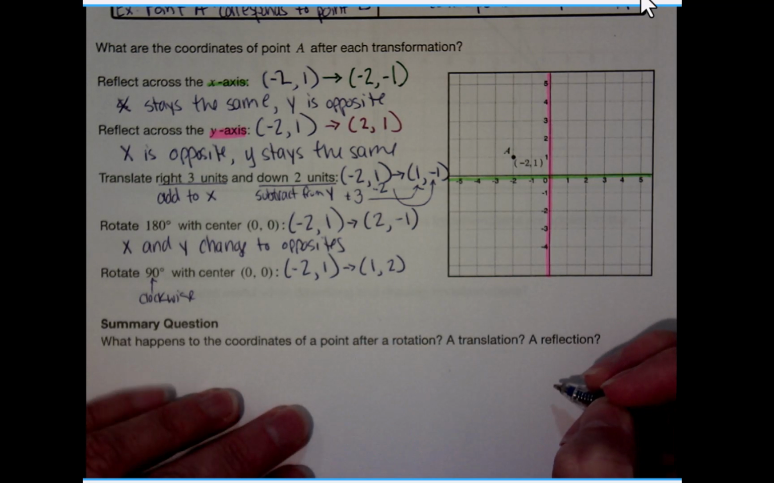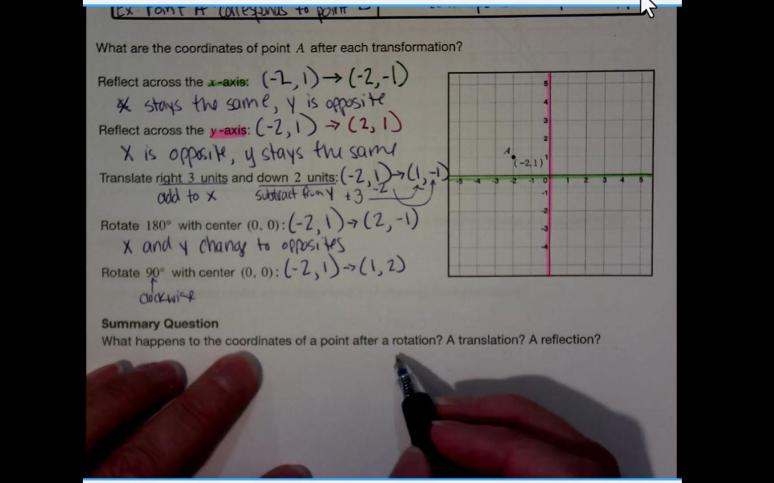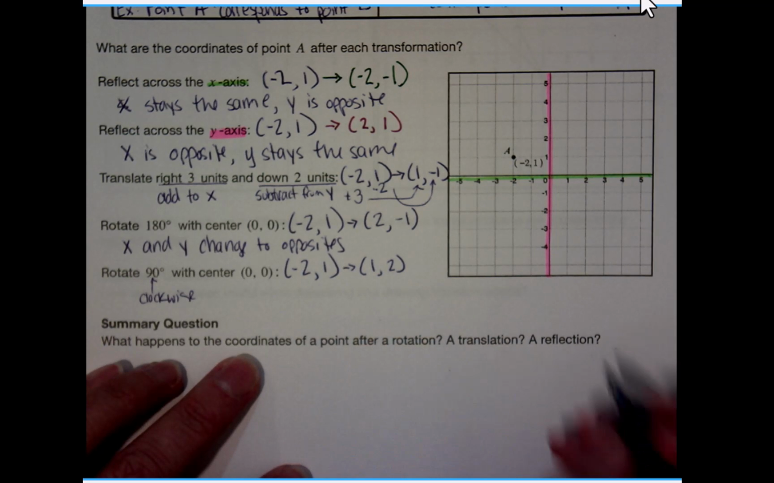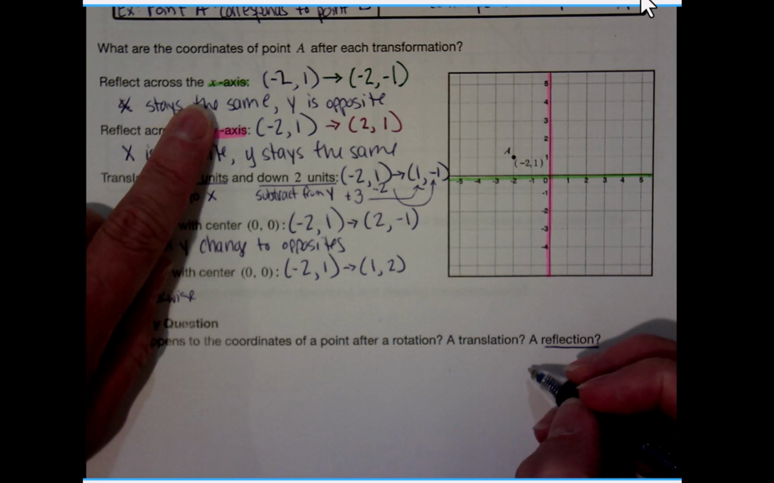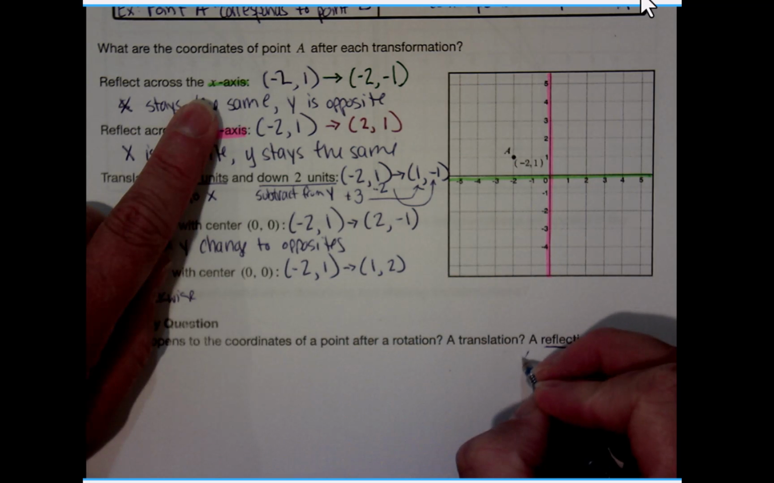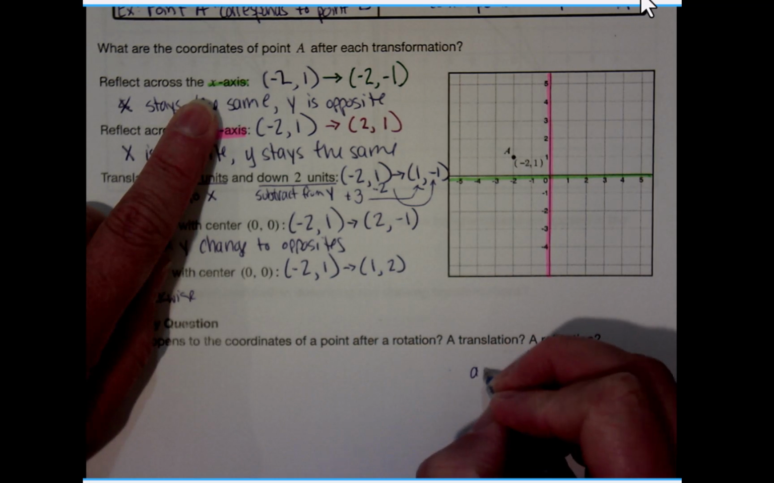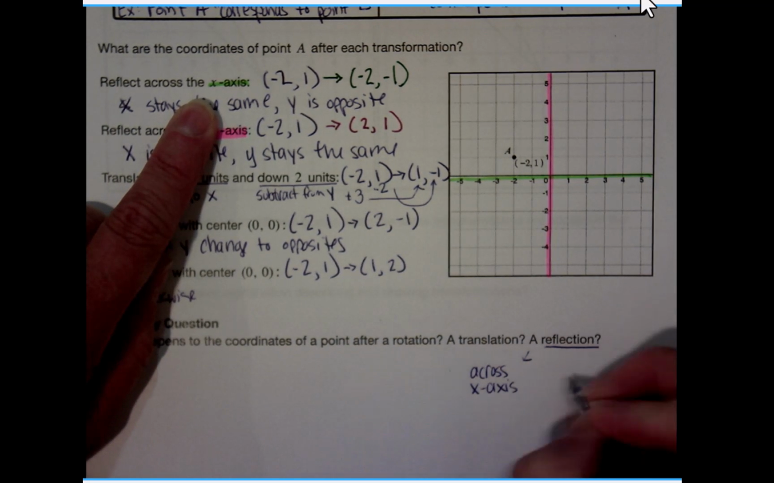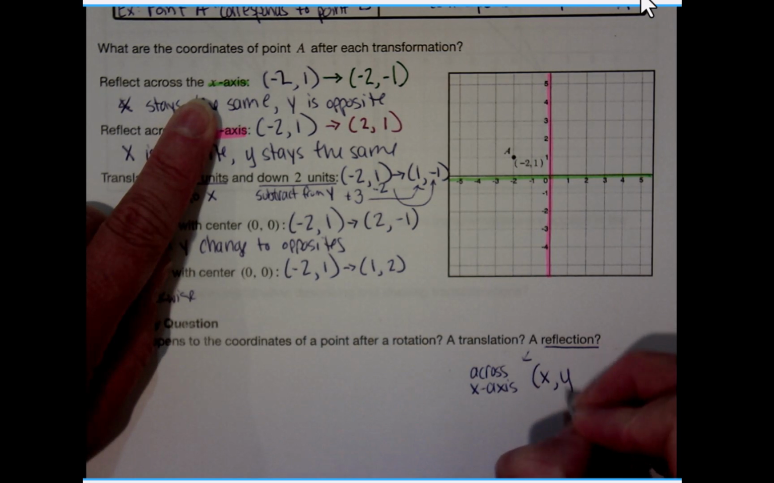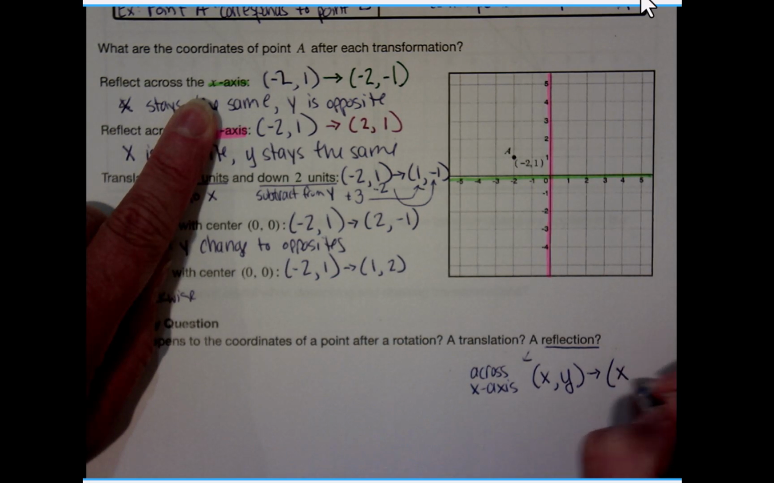Let's see if we can summarize all of these changes. What happens to the coordinates of a point after a rotation, a translation, or a reflection? Well, let's start with the one that we started with at the top. And I'm going to write this a little symbolically here. If we have a reflection across the x-axis, whatever our x value and y value were to begin with, the x value in the transformed point will stay the same. No matter what it was before, it's going to stay the same. And no matter what the y value was, it's going to be the opposite of that in the transformed point.